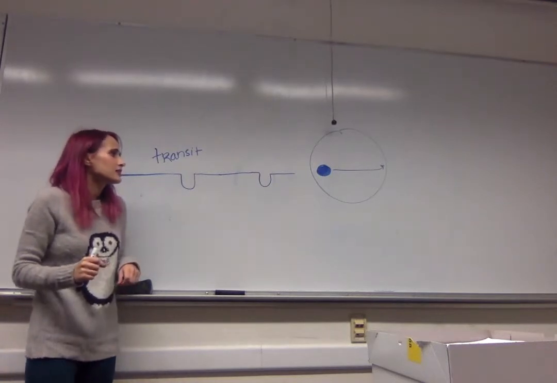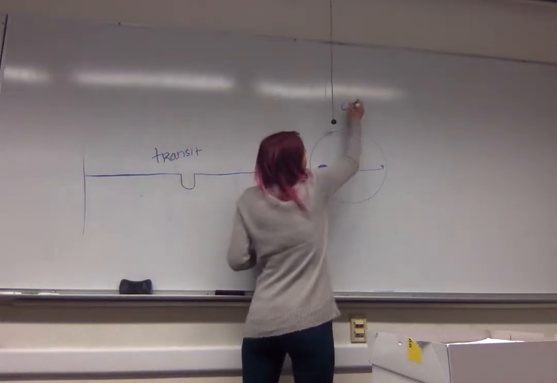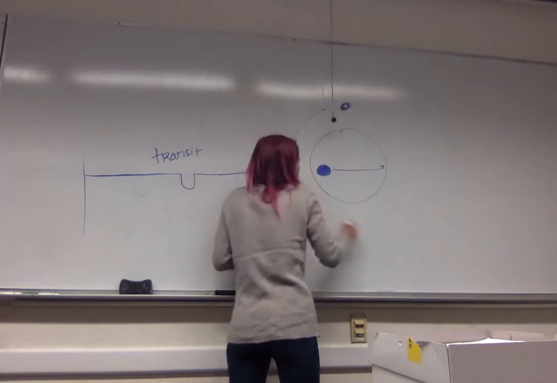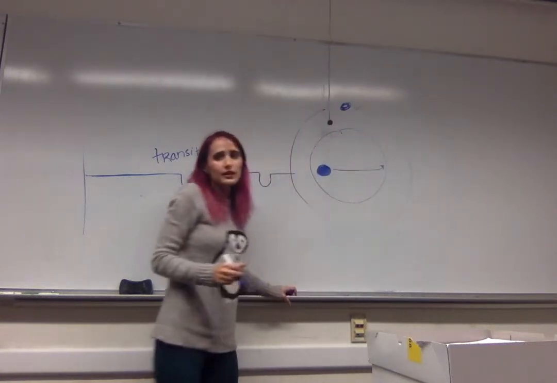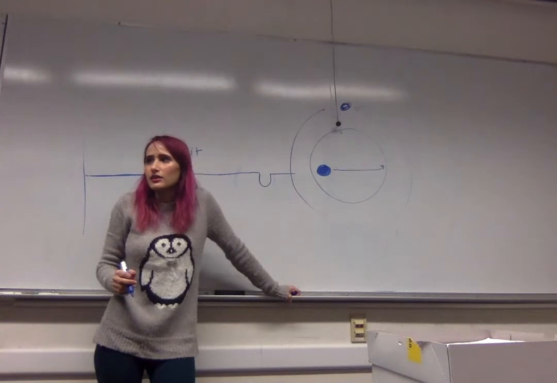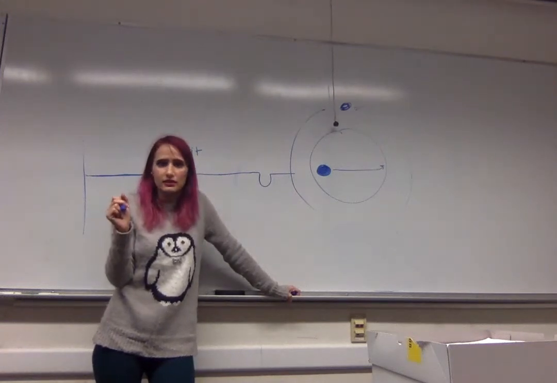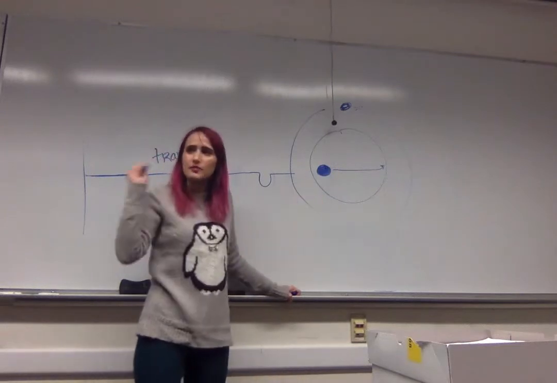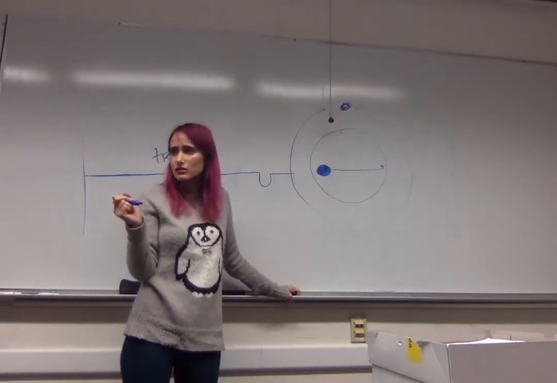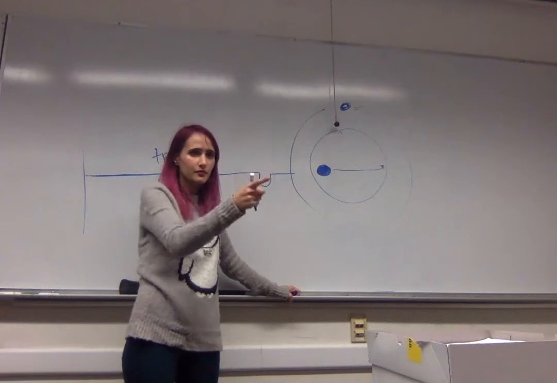So again, if the planet were rotating like this around the star, it would never cross in front of the star, and so we wouldn't be able to detect it with this method. It has to be going around where it comes between us and the star. Okay? What is it that we're detecting, I guess?